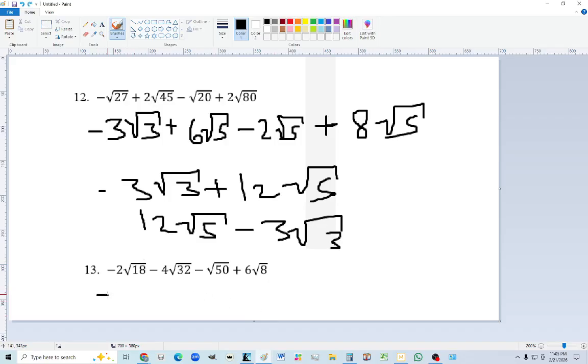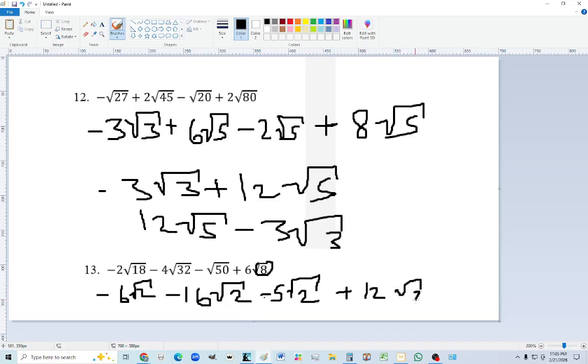9 times 2, so this comes out as a minus 6 radical 2. 16 times 2, so this becomes a 4, so it becomes minus 16 radical 2. The 50 is 25 times 2, so it becomes minus 5 radical 2. And this becomes 4 times 2, so that becomes 12 radical 2. They're all radical 2s. So minus 6, minus 22, minus 27, plus 2, so you get minus 15 radical 2 is the final answer. These are much easier than the last ones.